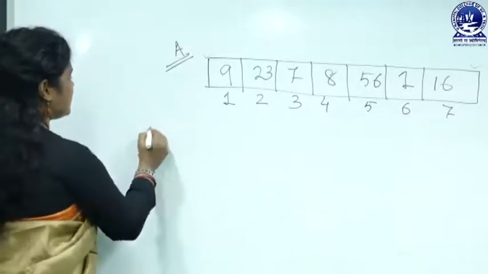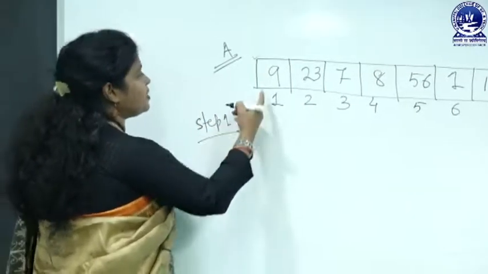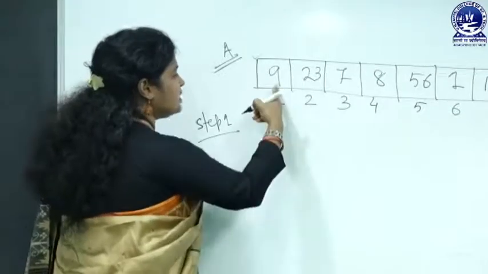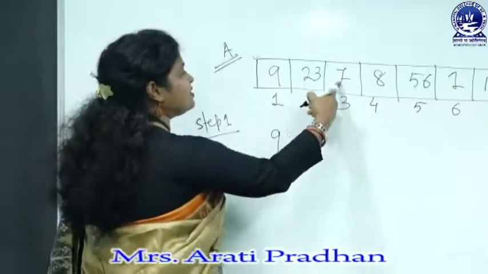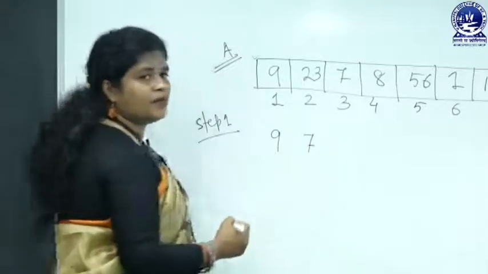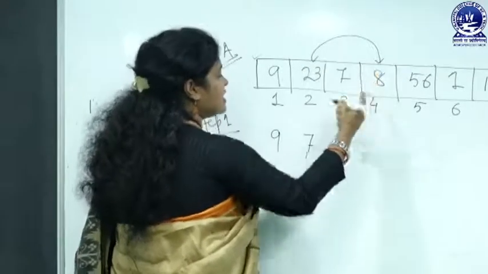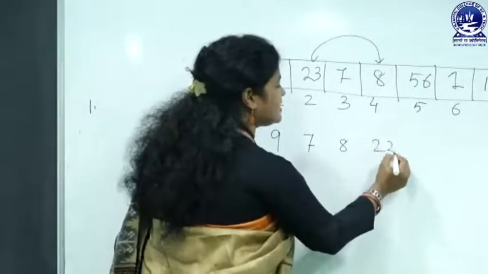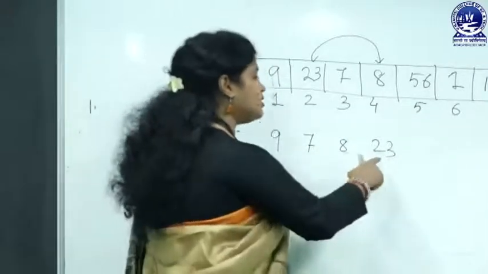Now let me explain. Suppose it is step 1. We will start from this point. Is 9 smaller than 23? Yes, so 9 will be placed in the same position, no problem. Now we check these two consecutive values, 23 and 7. Which one is smaller? Obviously 7, so 7 will come to this point. Now we compare 23 with 8. As 8 is smaller, 8 will come to this point. Now 23 is here; comparing 23 with 56, 23 is smaller, so 23 will be placed here.